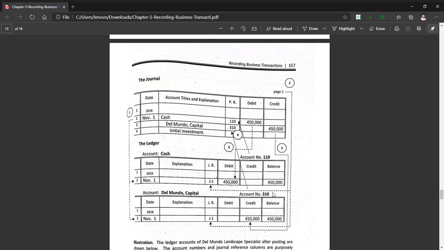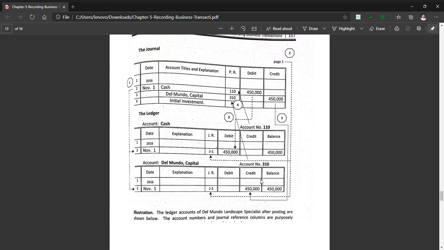Number 4, after na natin i-transfer yung amount nito sa ledger, babalik tayo sa journal, tapos ilalagay natin yung account number nila. Okay? So after natin i-transfer yung cash, ilalagay natin yung account number ng cash which is 110 sa journal, 110. Tapos after natin i-transfer yung Del Mundo Capital, ilagay nyo yung account number ng Del Mundo Capital which is 310. So lagay nyo dito 310. Okay?